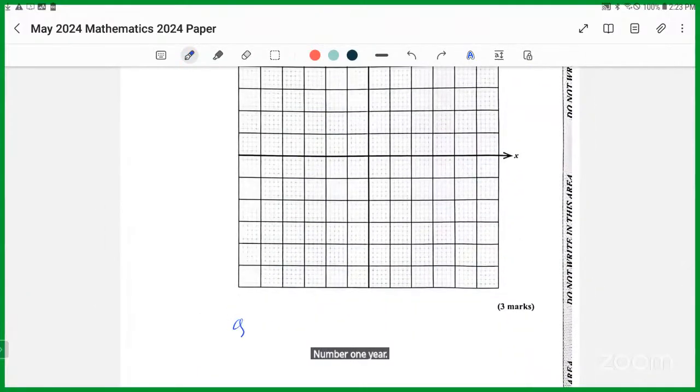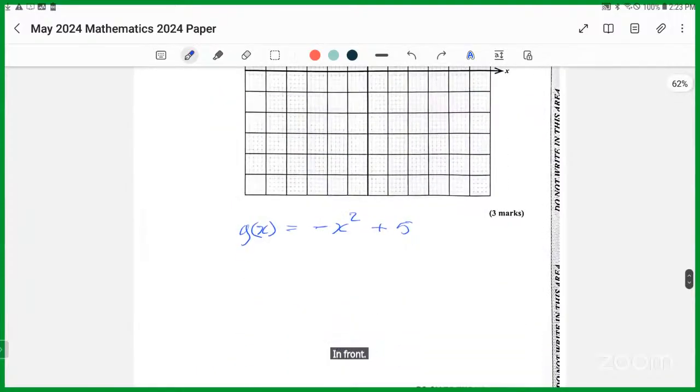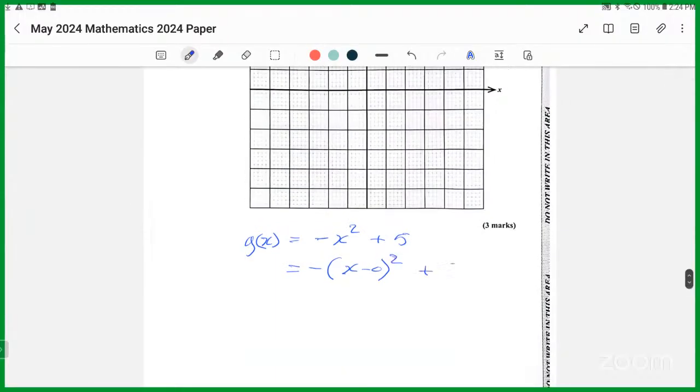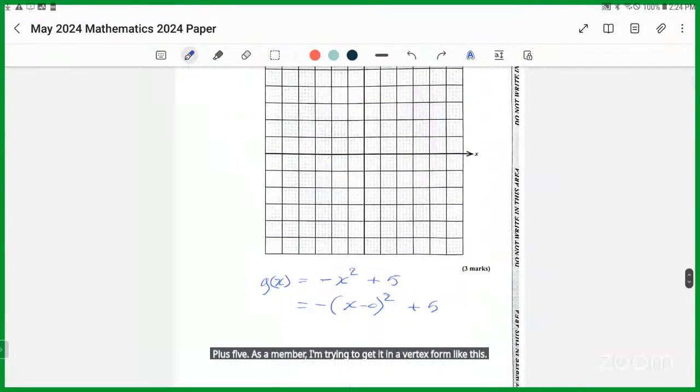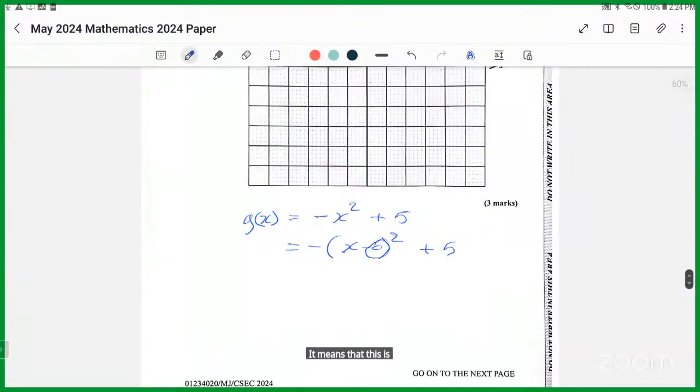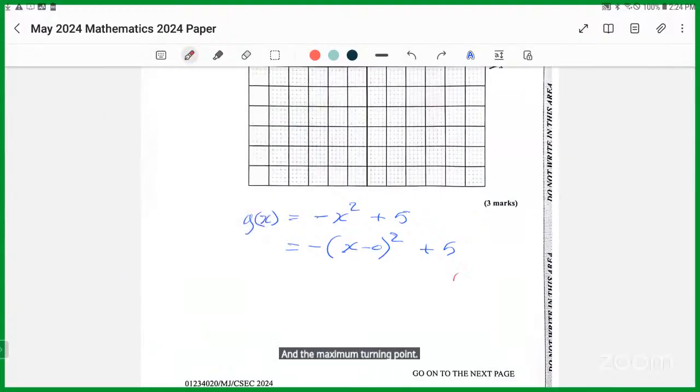So g of x is going to be minus x squared plus 5. Why did I do that? I want to get the x term in front. Because it's just x squared, there's no x term there, I'm going to write minus x minus 0 squared plus 5, because I'm trying to get it in a vertex form like this. This is the x value at the turning point, this is the y value at the turning point, and it's a maximum turning point. So the maximum point is actually 0, 5.